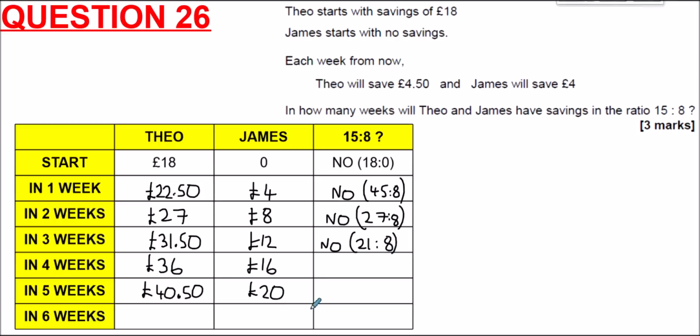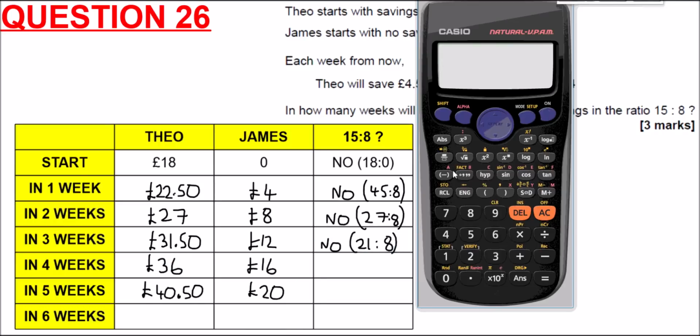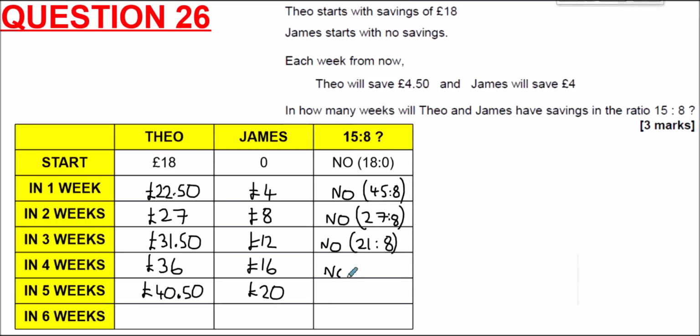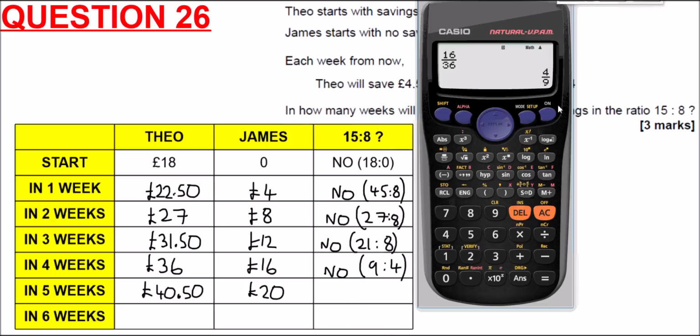The next one, 36 to 16 goes to 9 to 4. So again, that's not yet 15 to 8, it's 9 to 4. If we try week 5, this ratio of £40.50 to £20, and see what this comes out to be.